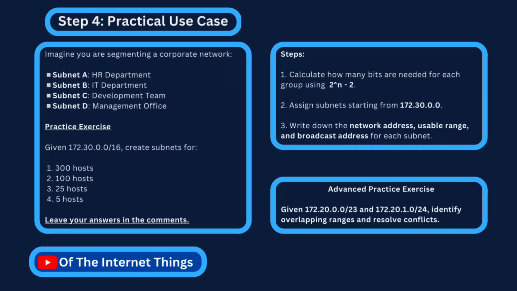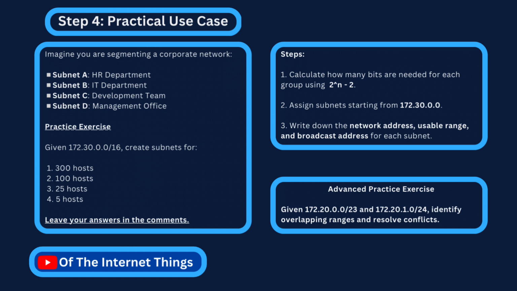Practice. Imagine you are segmenting a corporate network. Subnet A, HR department. Subnet B, IT Department. Subnet C, Development Team. Subnet D, Management Office. Practice exercise: given 172.30.0.0/16, create subnets for 1. 300 hosts, 2. 100 hosts, 3. 25 hosts, 4. 5 hosts. Leave your answers in the comments.